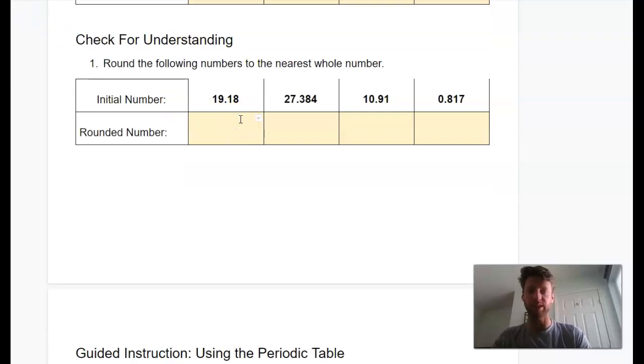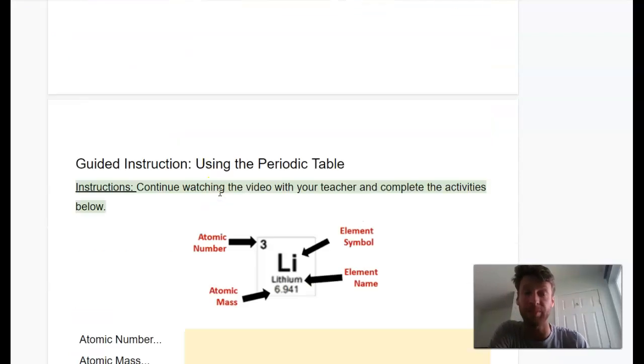All right, let's check our answer is 19.18, rounds down to 19. 27.384 rounds to 27. 10.9 is going to round up to 11. And 0.817 is going to round up to 1. Make sure you got all 4 of those correctly. If you need extra help, reach out to your teacher because you're going to need to understand how to be doing rounding for our lesson today.